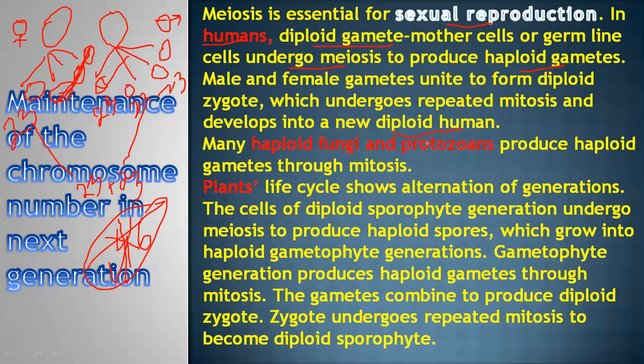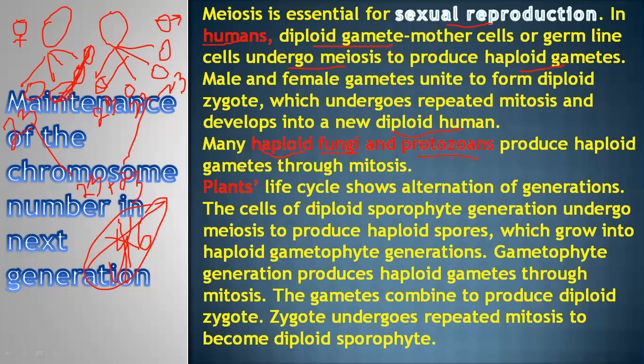Many fungi and protozoans are haploid. Haploid means having half the number of chromosomes. Which fungi have half the number of chromosomes? Almost many of them, for example mushroom. We studied protozoans in chapter 3, animal-like protists. For example, we have Euglena and amoeba. They are protozoans, and they are haploid.